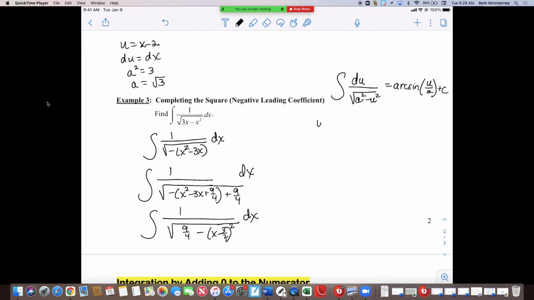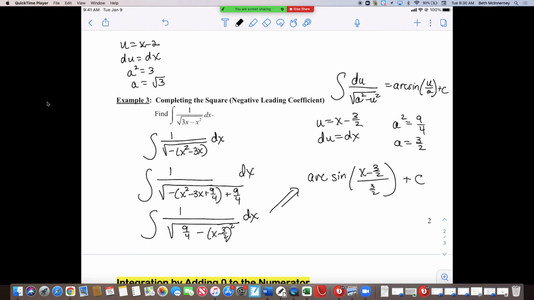So u is x minus 3 halves, so du is dx, so I don't have any multiples to worry about. A squared is 9/4, so a is 3 halves. So I think we're ready to go. This will be arcsine x minus 3 halves over 3 halves plus c.